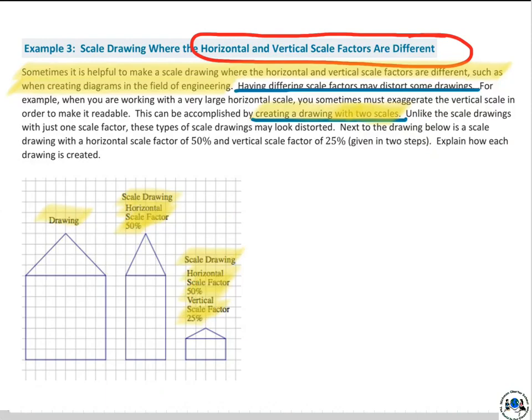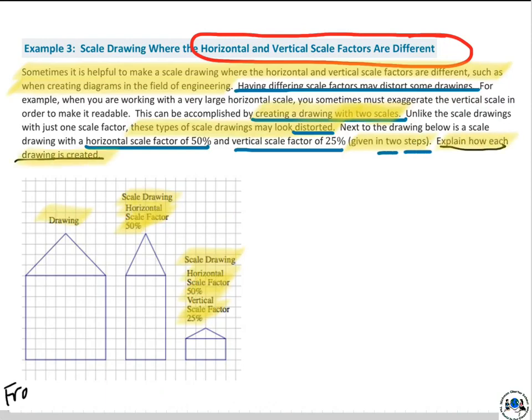What they want you to do right now, and I guess it's kind of what I just did, but I want to do this with you, is to explain how each drawing is created. So let's go ahead and go over that.